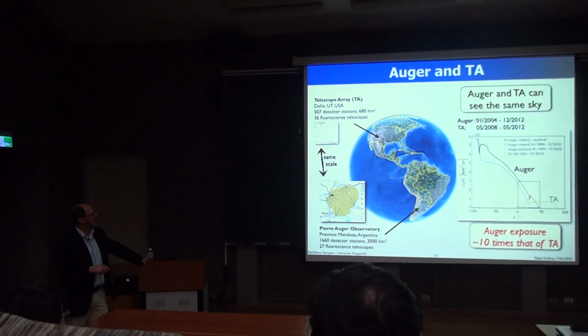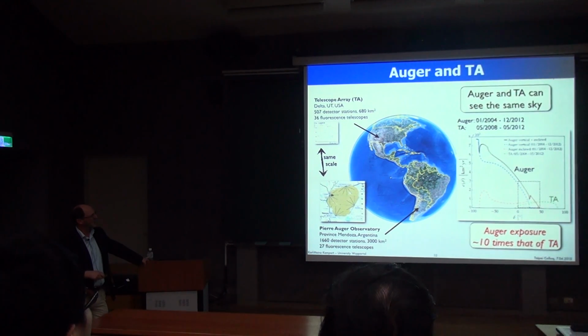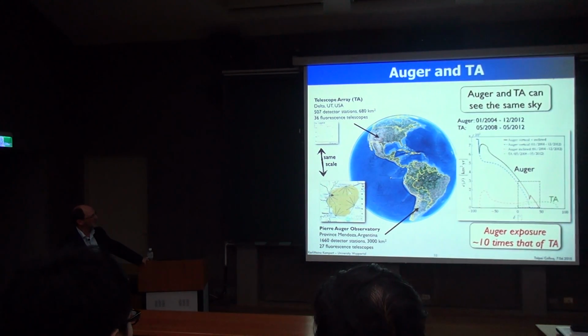So Auger is located here, and TA is located here, and this is the declination. You see the declination of the events observed by Auger and the Telescope Array, and there's some overlap region here in the central part of declinations, where we observe the same sky and can compare data, which is also very important.